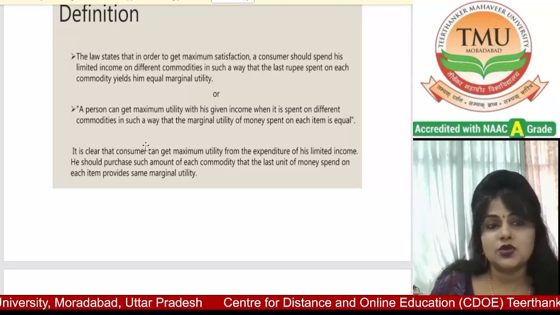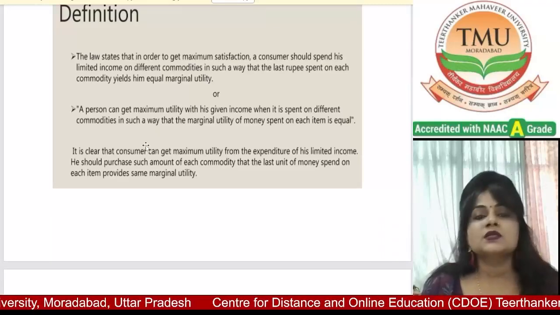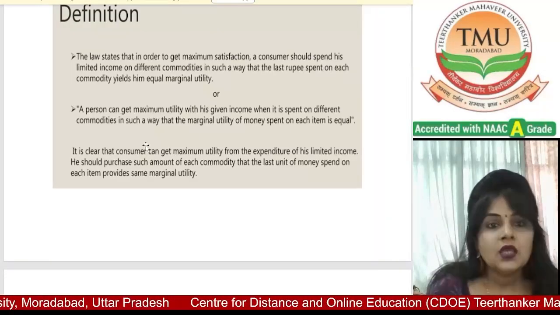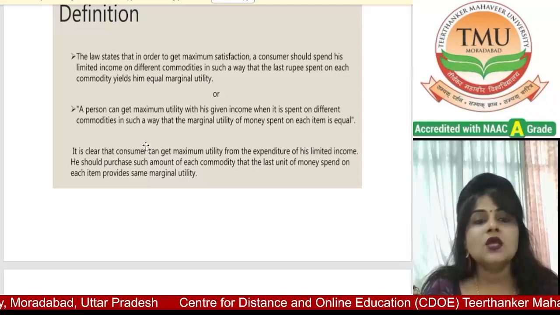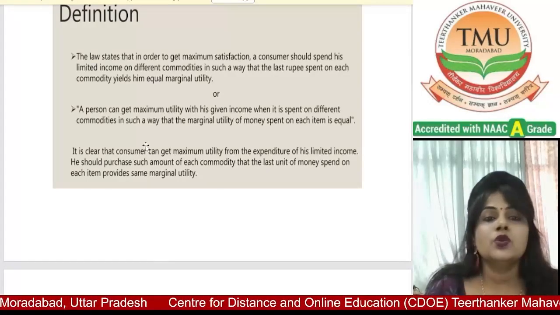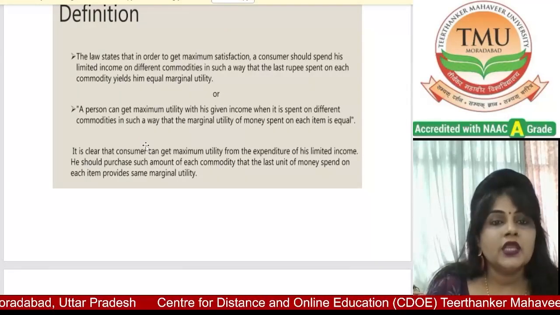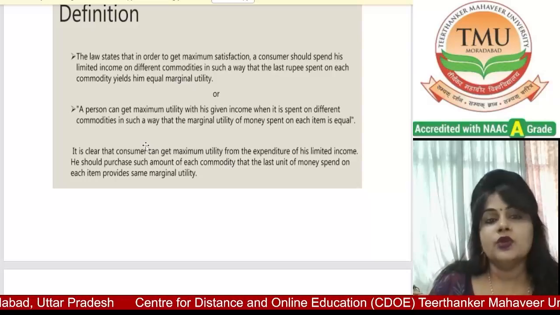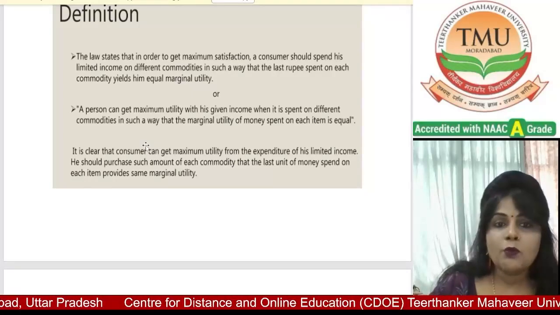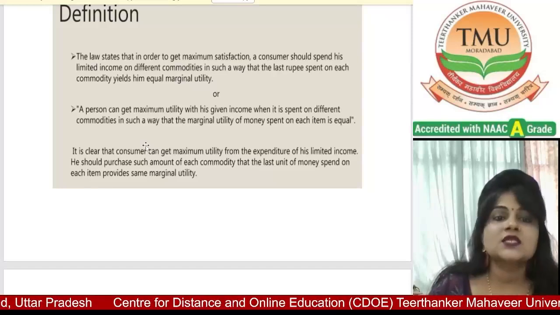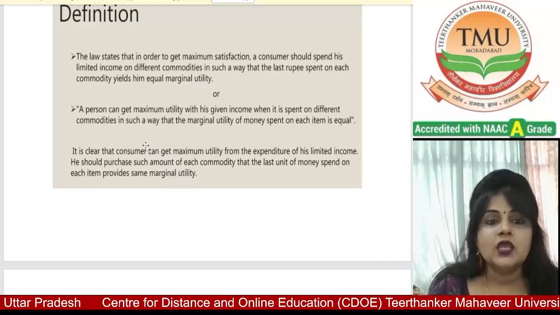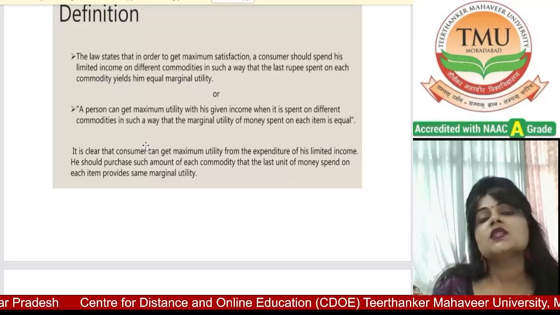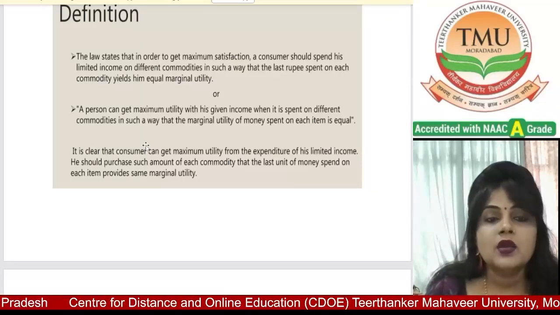of equal marginal utility. In simple words, marginal utility is the additional satisfaction gained by the consumption of one more unit of the commodity. It is the approximate change in the total utility resulting from one unit change in the consumption of the commodity. It decreases with each additional increase in the consumption of a good.